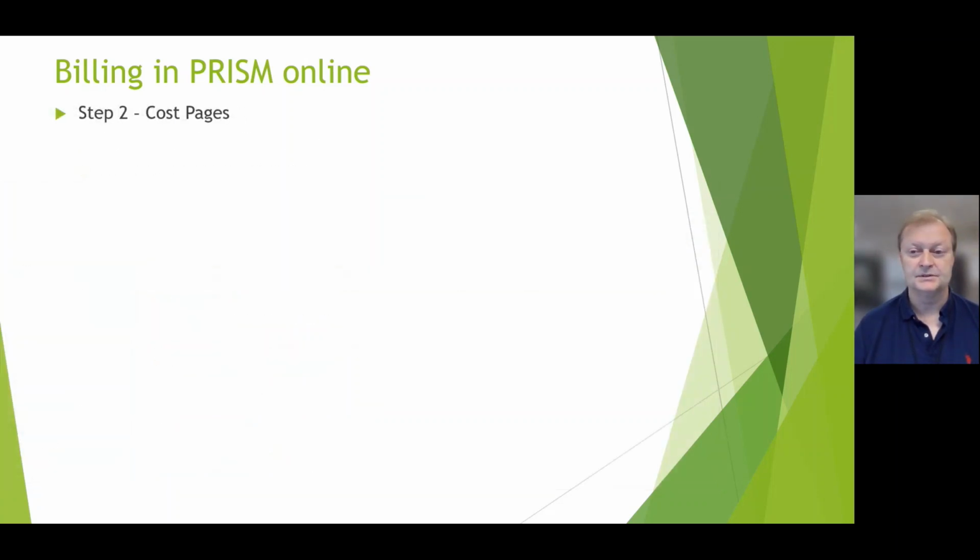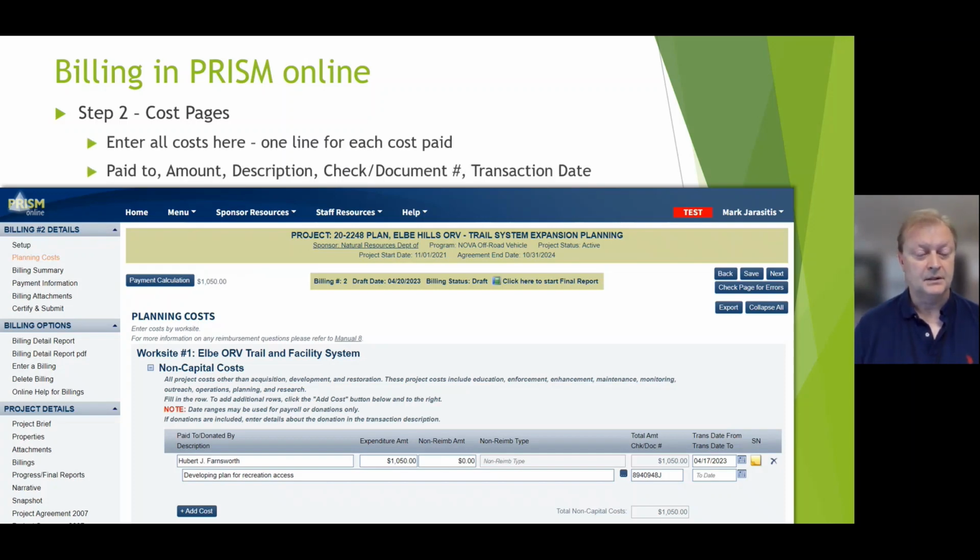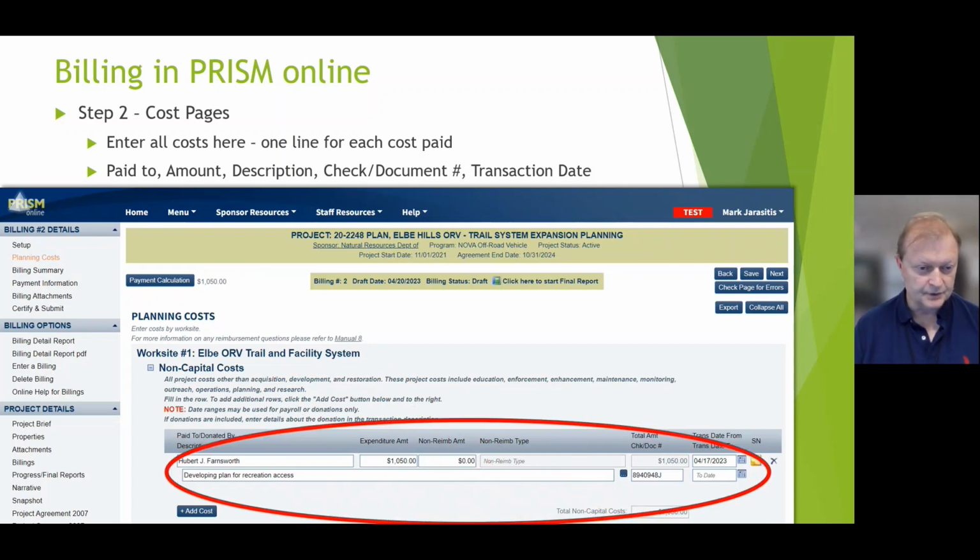Step 2, cost pages. This is where you will enter all costs, one line per each transaction. Include the following 5 items for each transaction: paid to, amount, description, check document number, and transaction date. And all 5 of those are represented right down here in this red circle. Here's the paid to, the description, the amount, the check doc number, and the transaction date. Make sure your check doc numbers are not invoice numbers.